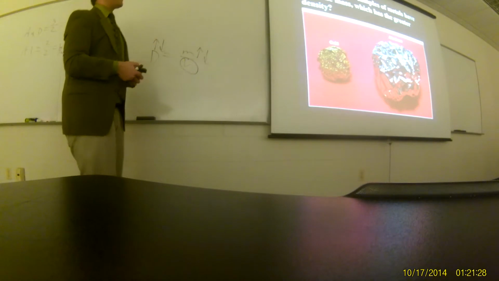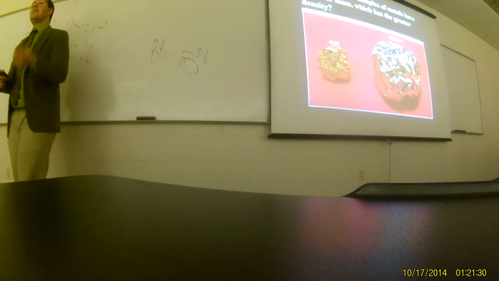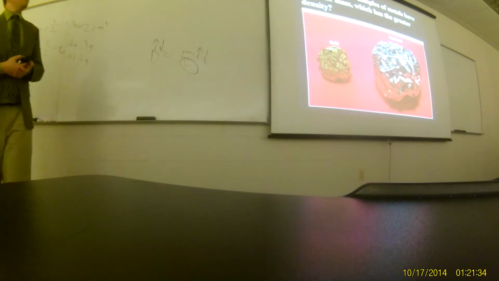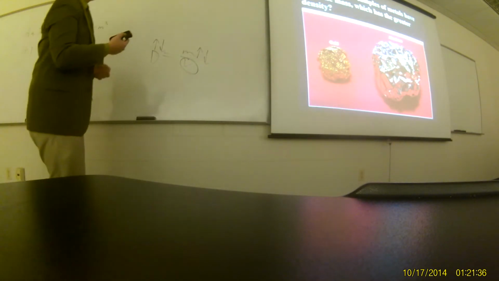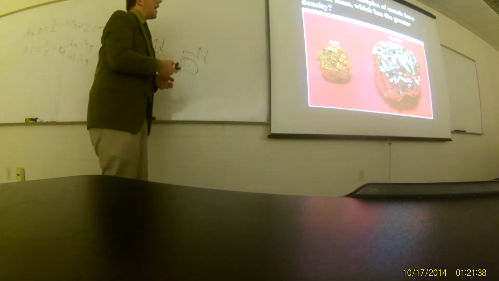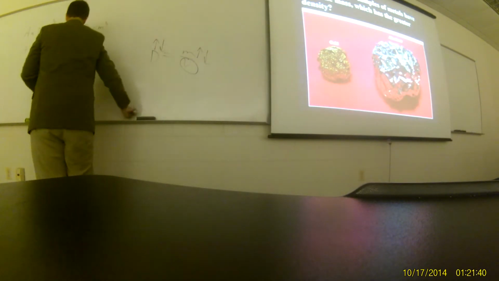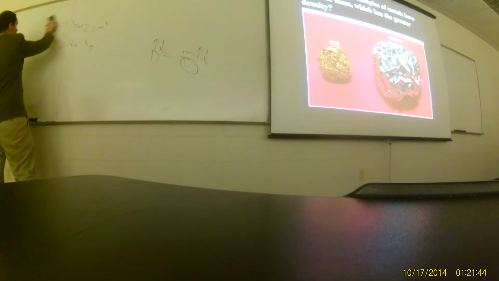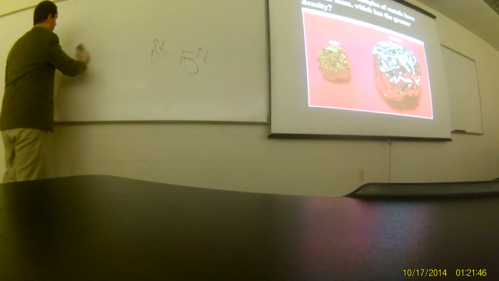So here again we have gold and aluminum. This time they are in fact different sizes. So this says, assume these two balls have the same mass. Which has the greater density? Gold.